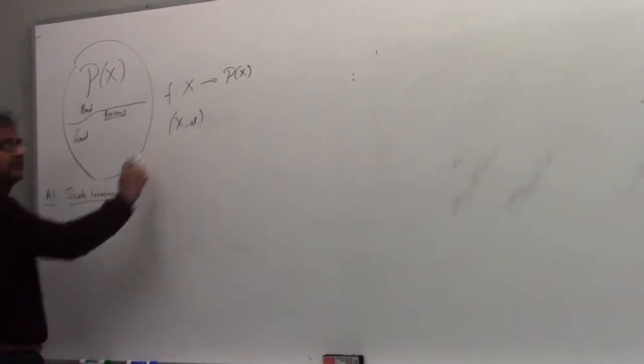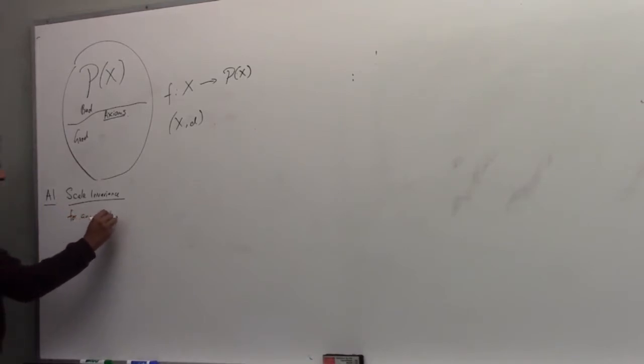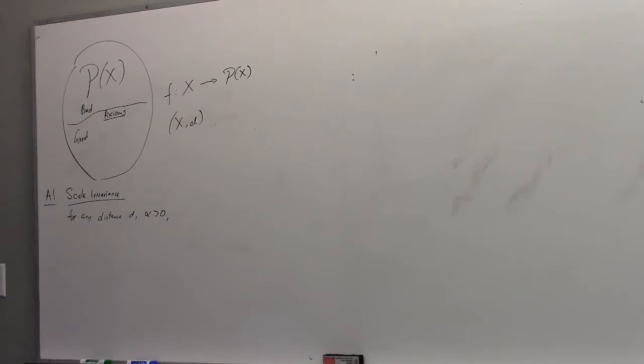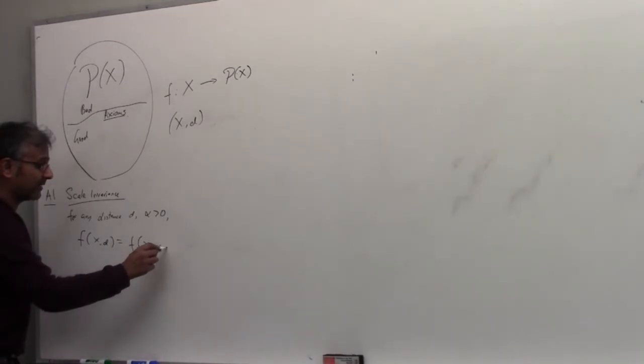All right, so the first property. Let's assume that the space admits some distance function. It has some structure to it. It's not an arbitrary space, otherwise it'll be very hard. So the scale invariance property says that for any distance d and some scalar parameter alpha, the output produced by the function on the input x and d is the same as the output produced by the function on x and alpha times d.